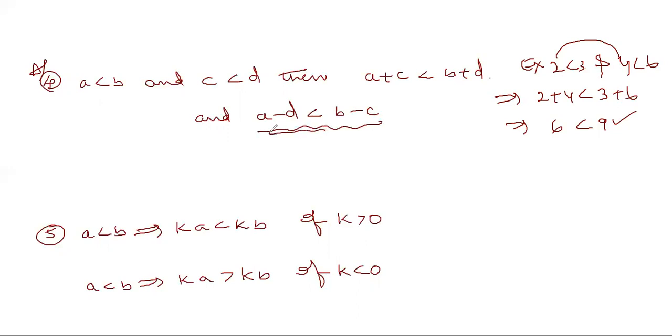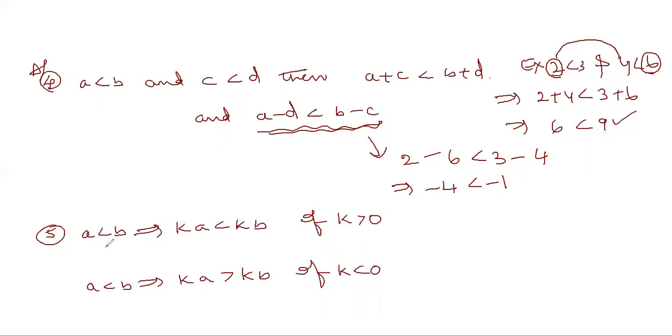Next, another one. This is very important. A minus D is less than B minus C. What is A here? A is 2. What is D here? D is 6. So 2 minus 6 is less than B minus C. What is B here? B is 3, so 3 minus 4. Therefore, minus 4 is less than minus 1. Is it correct or not? Minus 4 and minus 1. Minus 4 is the smaller one compared to minus 1.